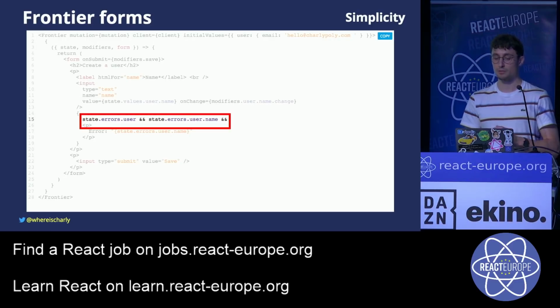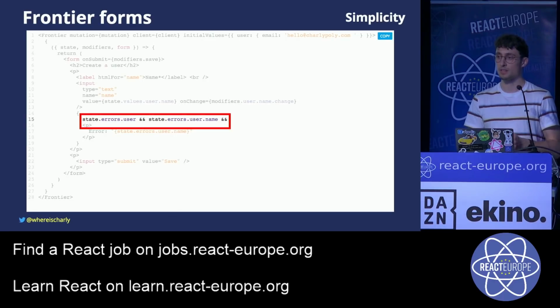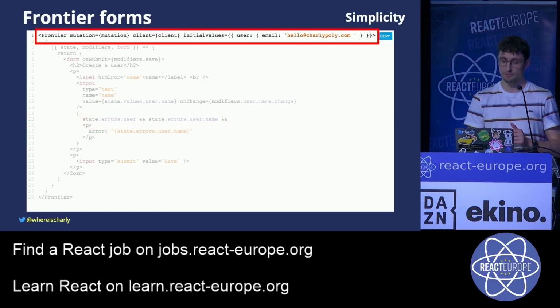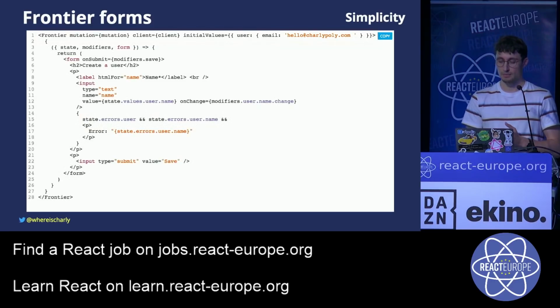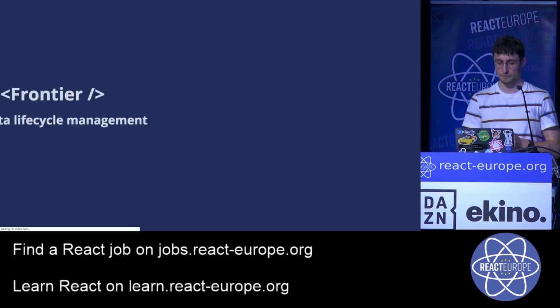By just providing two mandatory arguments, the GraphQL mutation and an Apollo client. And just like Formik, Frontier is handling the state management and the error management. However, did you notice that there is no save handler here? It's because, thanks to GraphQL, Frontier brings you full data lifecycle management. So let's see together what it means.